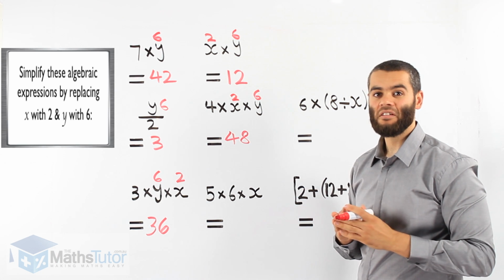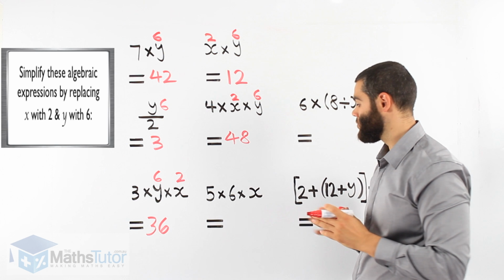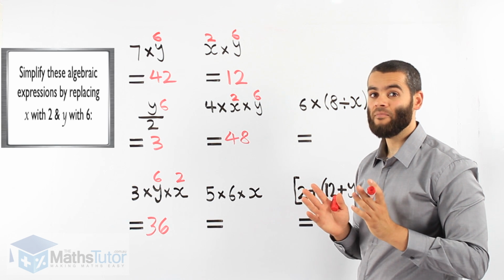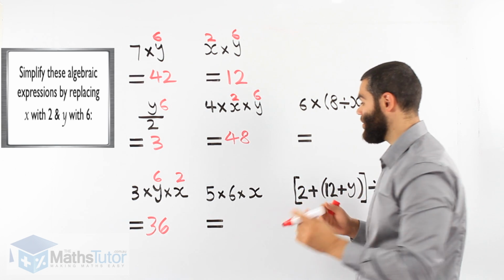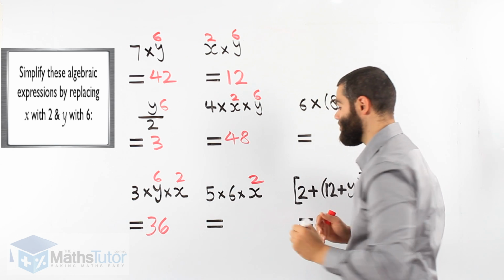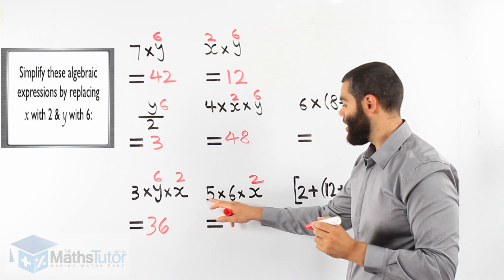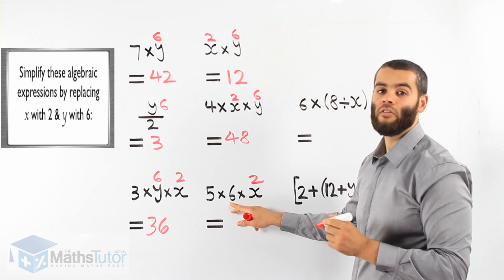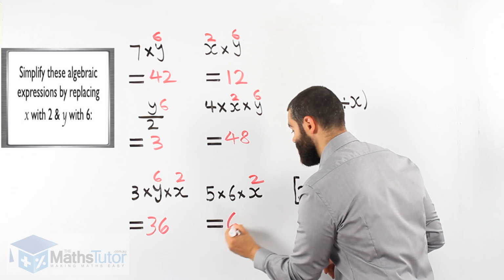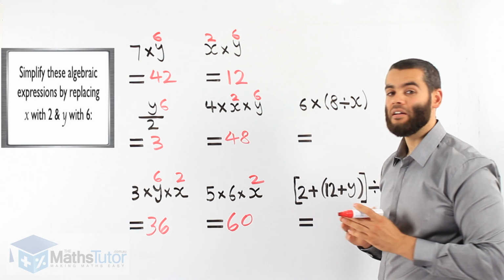Let's see if you can do this one. 5 times 6 times x. What's x? Think. What's it going to be? Very easy. It is 2. So 5 times 6 is 30. 30 times 2. Our answer is 60.